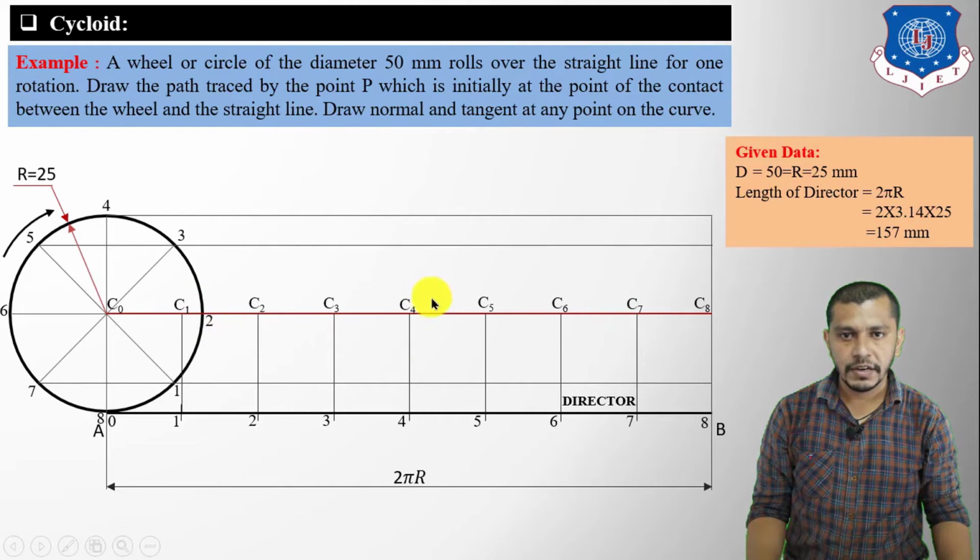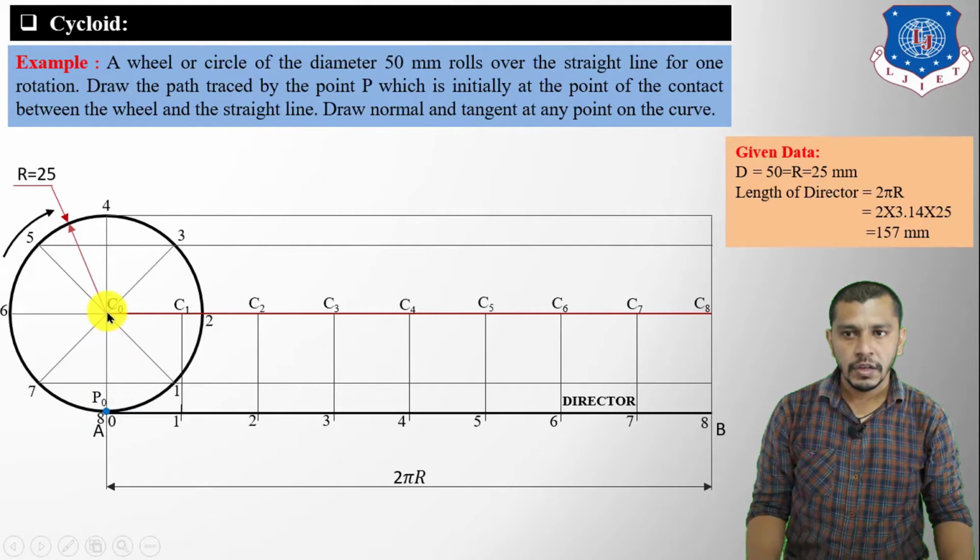Now after showing the centers of the circle, measure the radius of the circle, 25 mm, with the compass. Take C0 as center and give an arc on the 0 line. So here we will get P0.